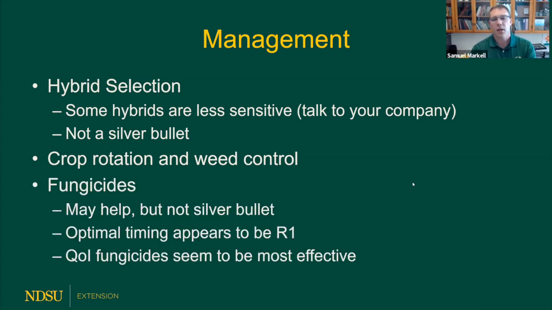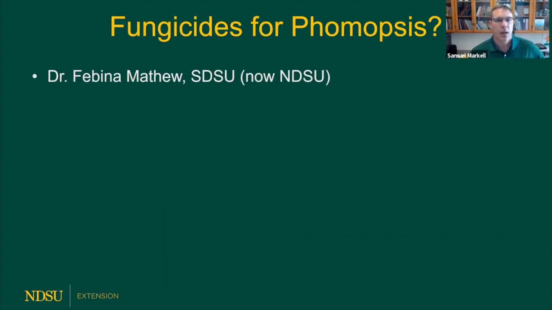Okay, so there's been a lot of questions about fungicides, and we have had good indications in some trials in the past that we could manage this a bit, and then other trials would be a total failure. So we needed to look at this in a different way. And I'm going to tell you that some fungicides can help. I'm going to show you why I'm saying that. They're also not a silver bullet. The optimal timing really strongly appears at R1, okay, so budding. And the fungicides that are QOI or FRAC 11, so strobilurins, they really seem to be the most effective.